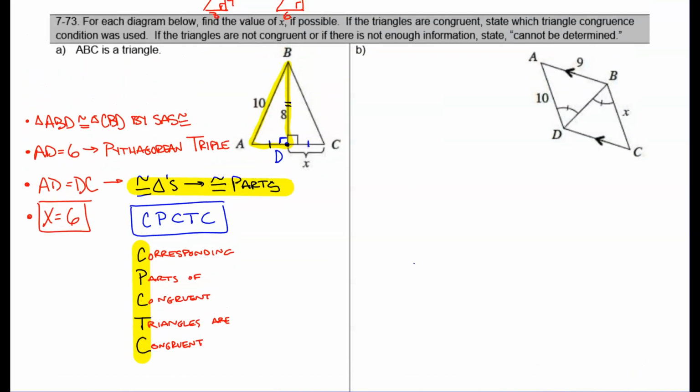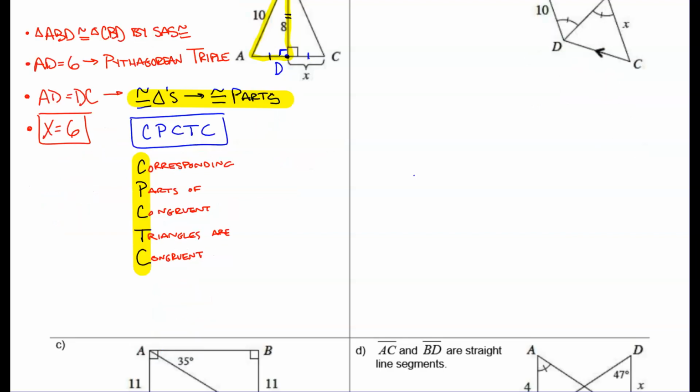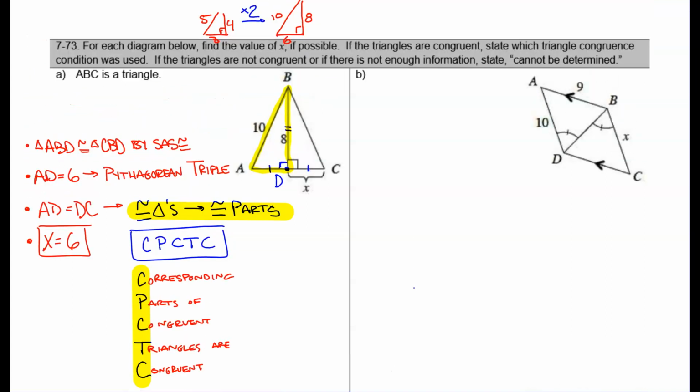Let's move on now to part B. We've got a set of triangles here. Let's look at the given information. Given information we have is that this segment is parallel to this segment. Notice that does not mean that they're the same length. We might be able to prove that they're the same length, but that information is not given to us.